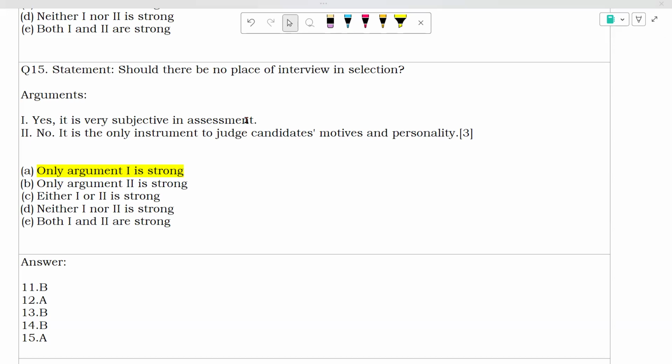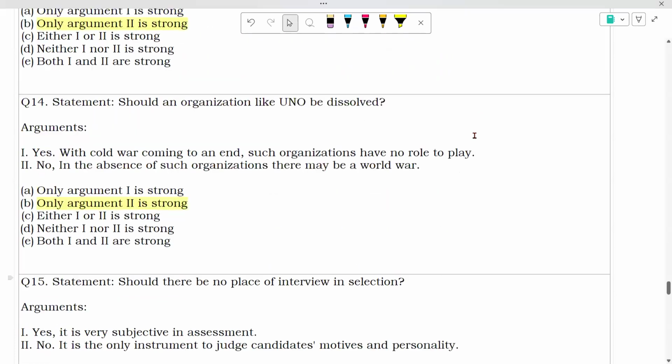The candidate's personality and motive holistically. Only one of the ways, then it would have been a very strong argument. Okay, are you getting my point? Let us try the same thing here.